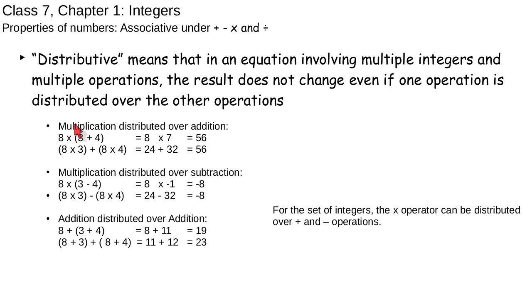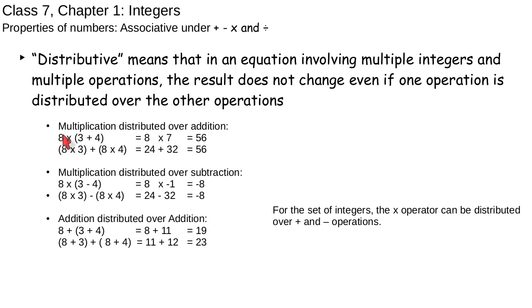So for example, look at this. Multiplication distributed over addition. This is the same as 8 into (3 plus 4). So we are taking an example. 3 plus 4 are in brackets. This is equal to 8 multiplied by, according to BODMAS, we have to do the brackets first. So we're doing 8 into (3 plus 4). 3 plus 4 is resolved first. This becomes 7. And 8 into 7 is 56.